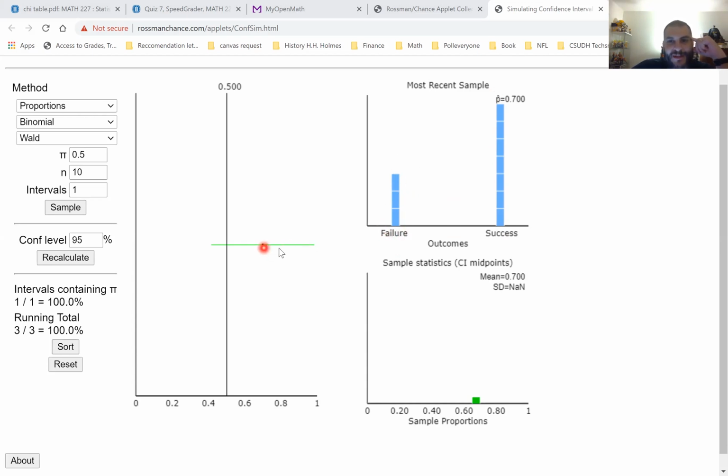But let's look at the confidence interval. Because remember, we're not going to trust this experiment because we want to give it some wiggle room, and the wiggle room is our confidence interval. So let's see our wiggle room.